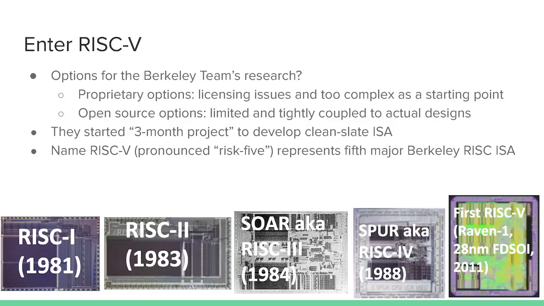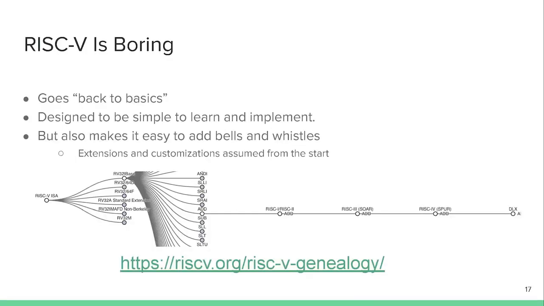So RISC-V as an ISA is super boring. It goes back to basics. The intention was for it to be simple to learn and implement. So they want it to be a learning tool and then easy to implement so you can get onto the cool stuff that you actually want to do. But at its heart, it also makes it easy to add bells and whistles. So it's designed to be extensible. It's designed to be modular, so certain parts of it are defined, but you can add and remove them as you see fit. And you can add your own custom stuff that you think of.